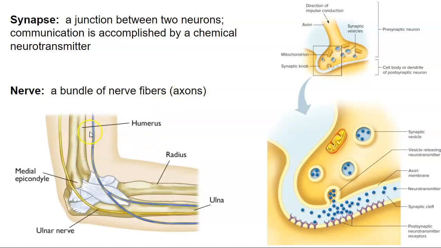So here's an example of a nerve. This is the humerus here. This is the radius and ulna. And then this is the medial epicondyle. We learned about that. Medial epicondyle of the humerus. The ulnar nerve runs right in a groove there, and then runs down to your pinky and the next finger as well. So this would be thousands of axons all bundled together, and it's called a nerve.